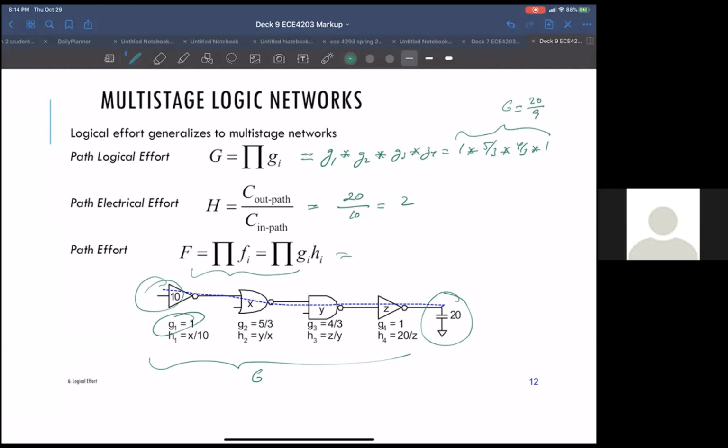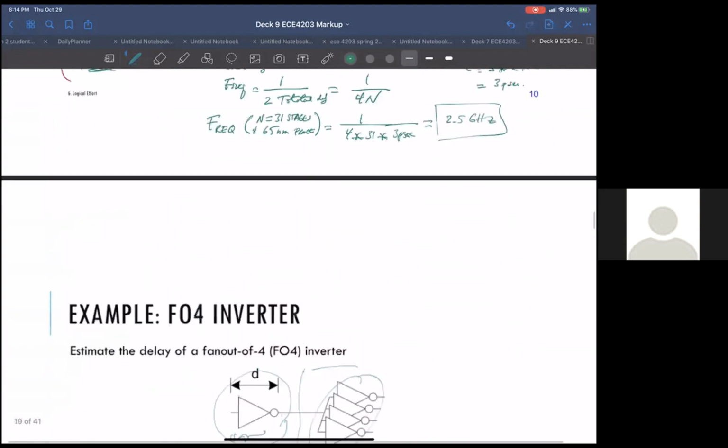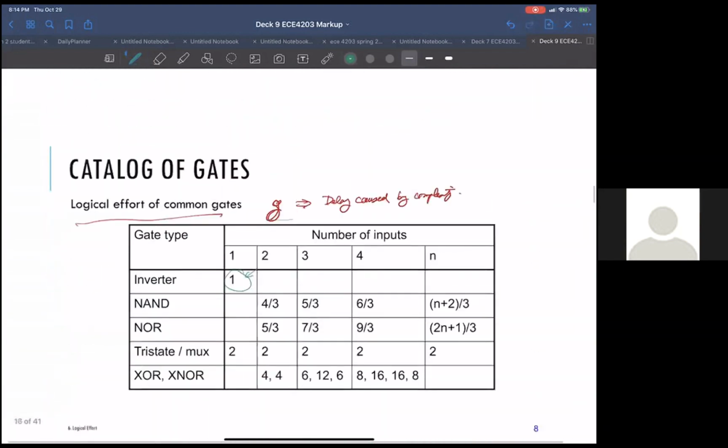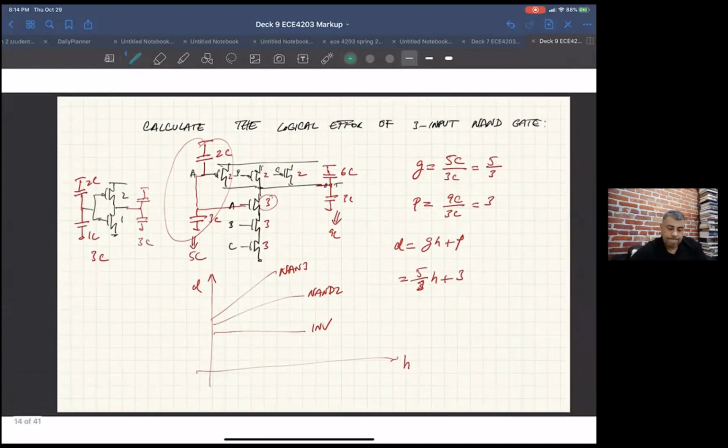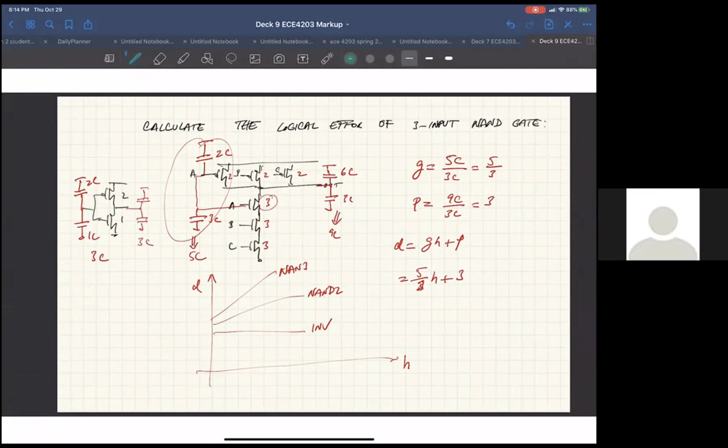Professor, for that question with the 3-input NAND gate that we had earlier, the sizes of the transistors, like the 2 and the 3. How did you get those again? I think I missed something.